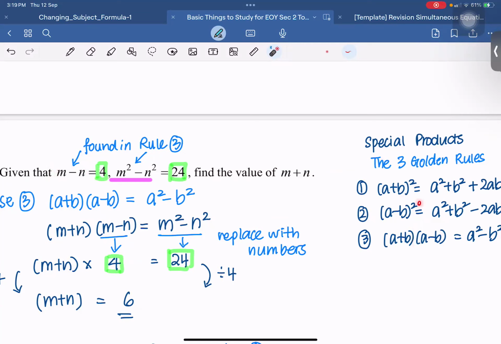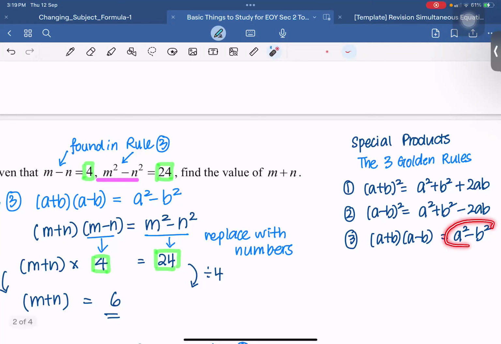But number 2 itself has a square. Maybe have or don't have, I do not know. Second one, m square minus n square is a square minus b square. So these two parts already fit rule number 3. Then last but not least, they asked me m plus n. There's a first one and a third one, but the common one, all three of them fit the third rule.